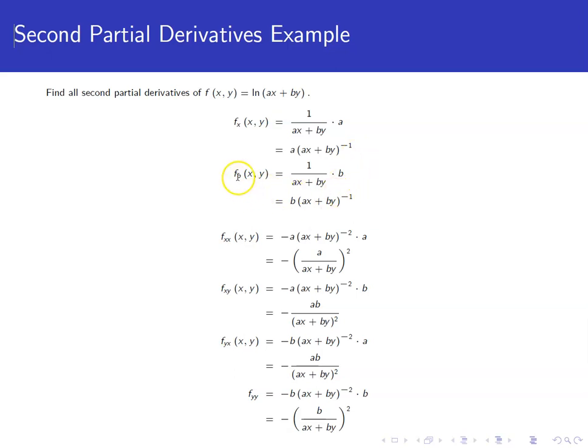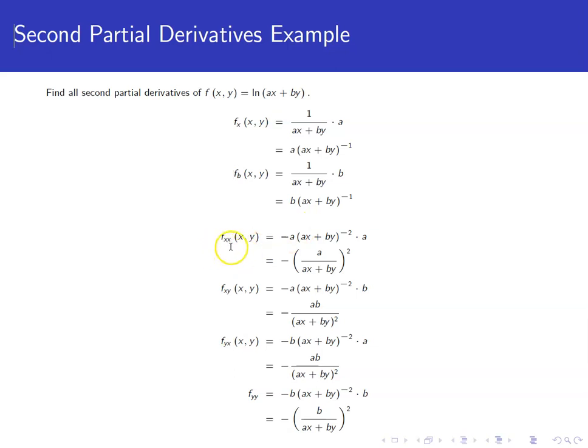Likewise, for the partial with respect to y, that should be a y, not a b. That's my bad on the subscript there. This should be f sub y of x, y, because we're doing the derivative with respect to y. Again, chain rule, 1 over the inside, since we're differentiating the natural log. Now we're differentiating the y. The derivative of the inside is just b. And again, here I'm rewriting that with a negative exponent in anticipation of doing another derivative in a minute.